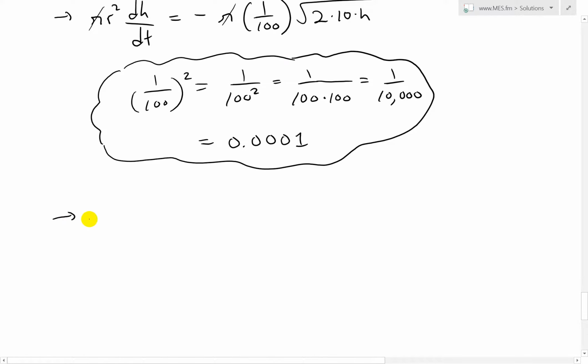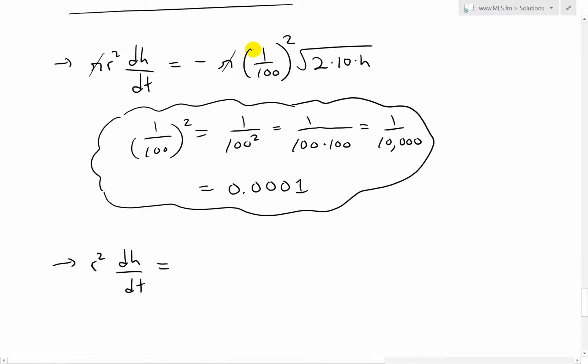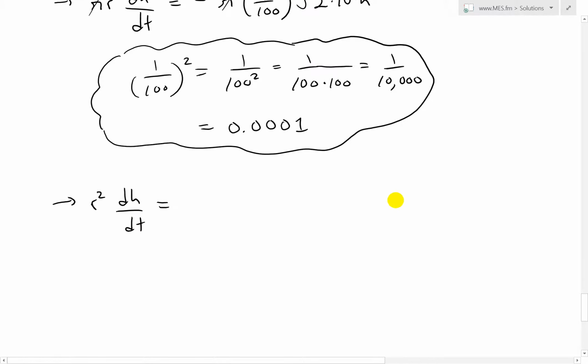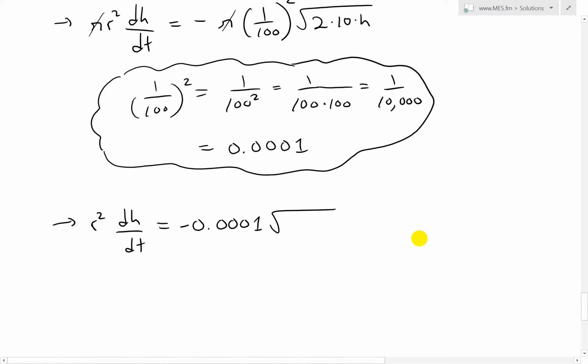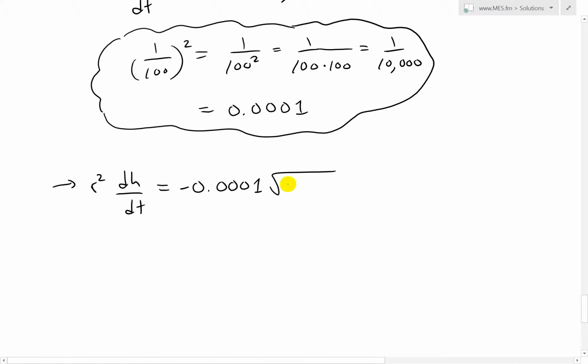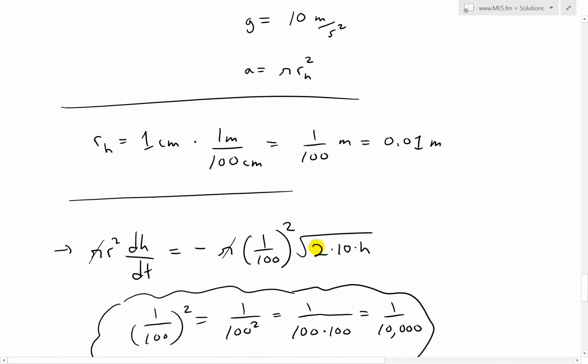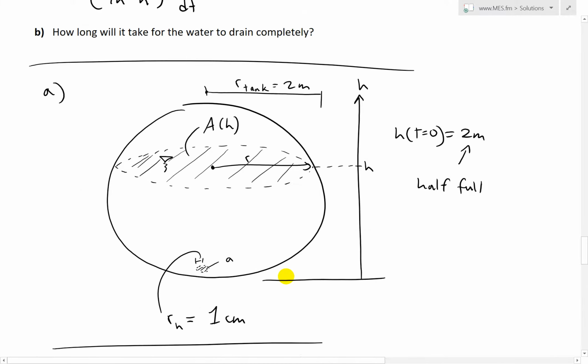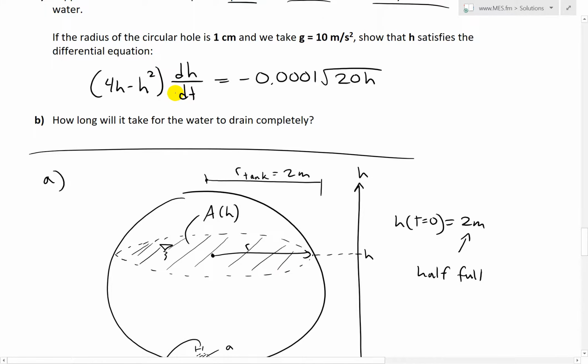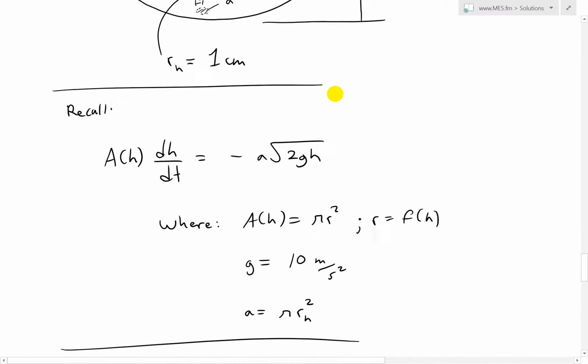So what we end up getting is r squared dh over dt is equal to, the pi's cancel, and 1 over 100 squared is just this number here, so negative 0.0001 times the square root of 2 times 10, which is 20, times h. So 20h. This is exactly what we're trying to solve, except for the r squared. So we just need to get what r squared is.